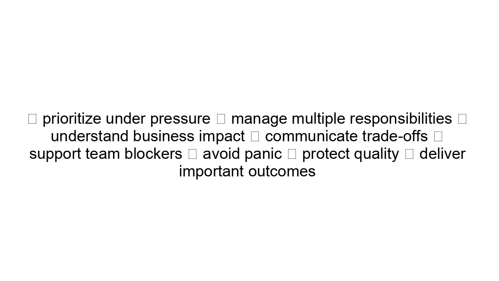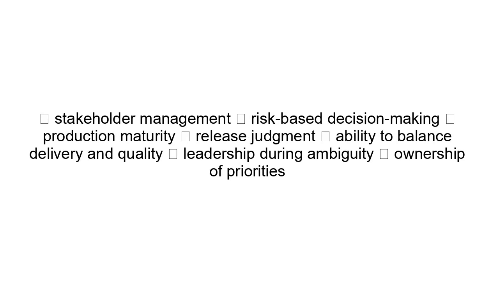What interviewers are looking for. Interviewers want to see whether you can prioritize under pressure, manage multiple responsibilities, understand business impact, communicate trade-offs, support team blockers, avoid panic, protect quality, and deliver important outcomes. For senior roles, they also want to see stakeholder management, risk-based decision-making, production maturity, release judgment, ability to balance delivery and quality, leadership during ambiguity, and ownership of priorities.